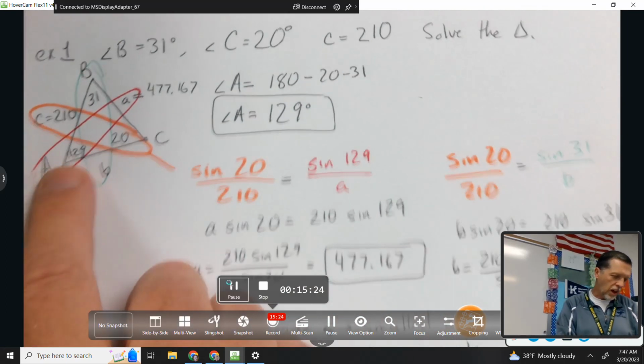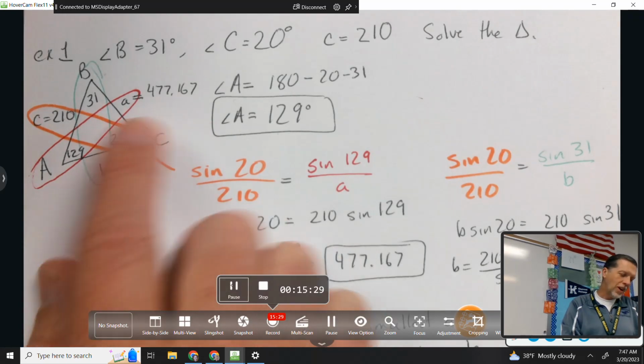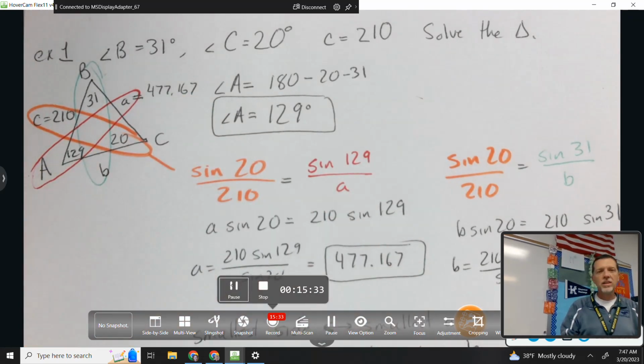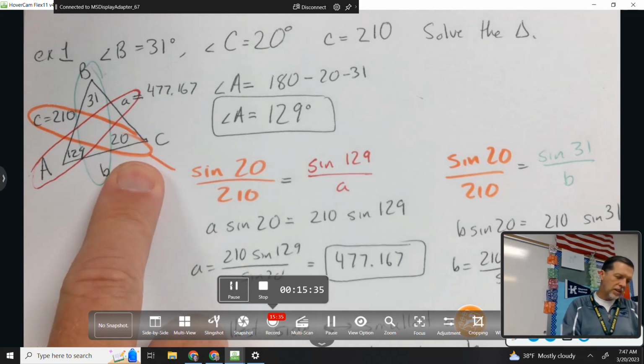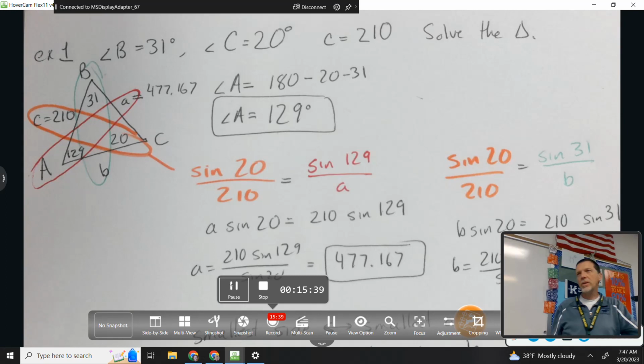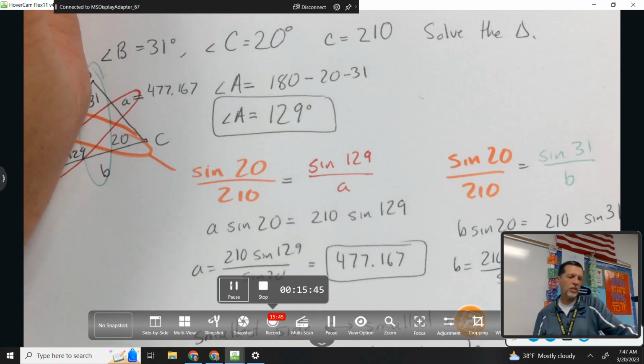Let's check here. Angle A is the biggest angle, side A is the biggest side, those go together. Angle C is the smallest angle, side C is the smallest side, so I feel pretty good about my answer. Again, it's not a guaranteed check, but it's a little bit of a check to make sure you didn't mess something up too bad.